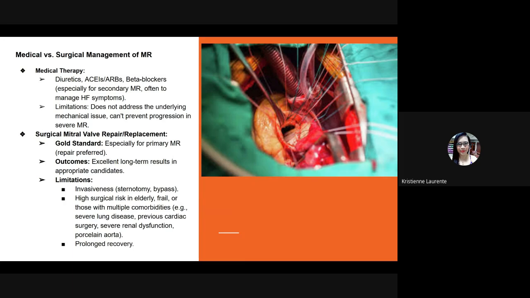So symptoms managed, so limitation of impact. So symptoms and management versus cure. Medical therapy largely focuses on managing symptoms and slowing disease progression, but it does not cure the MR.